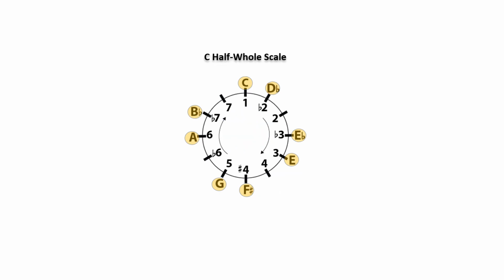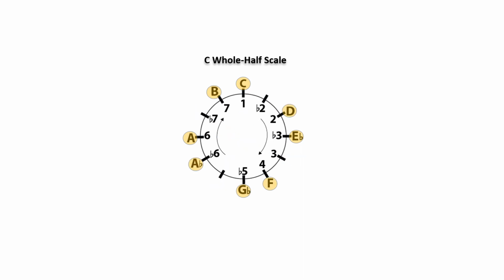The half-whole scale, consisting of 8 notes, is another example of a symmetrical scale, featuring an alternating pattern of half steps and whole steps. In the C half-whole scale, the tritones from the first 4 notes are C to F-sharp, D-flat to G, E-flat to A, and E to B-flat. The remaining 4 tritones are simply inversions of the first 4.